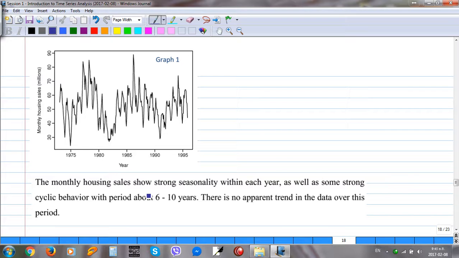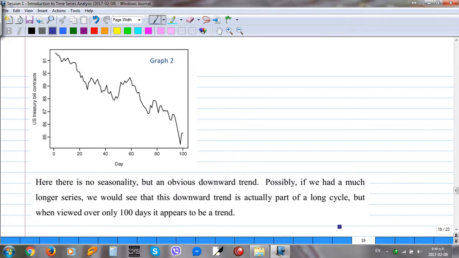So you have to write all the components. If you can see only the cyclic behavior, it is not enough to write that there is a cyclic behavior. You have to write that there is no trend, but there is a cyclic behavior. That is the way of analyzing those graphs. Then we will move to the second graph now.